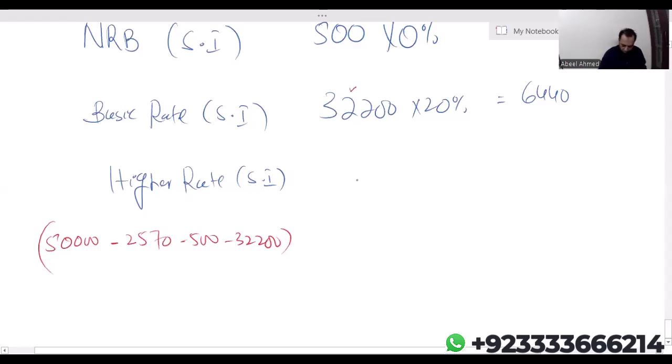We're getting 14,730. Applicable rate is 40%, which gives 5,892. So let's add all of them.